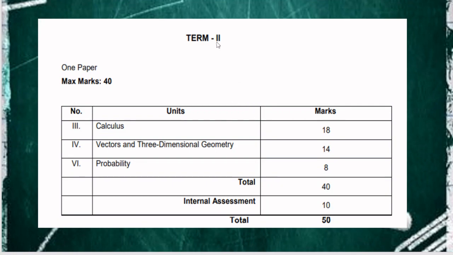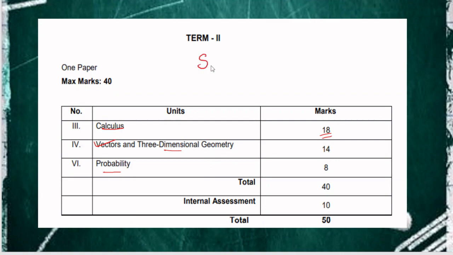Now let's move to term 2. In the term 2, there are 3 units. First unit is calculus, then next is vector and 3-dimensional geometry, then probability. So calculus consists of 18 marks. In unit 1, calculus is also there, but that is the derivative part. In unit 2, there is integration.